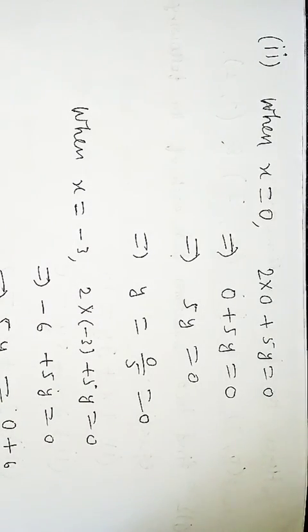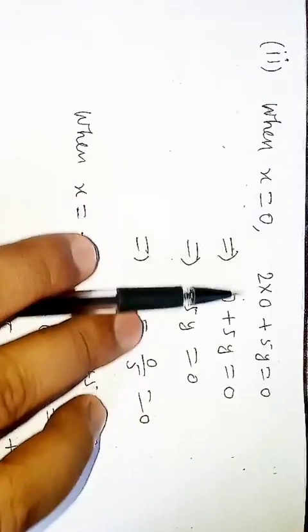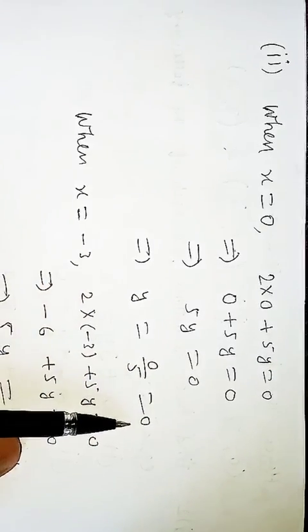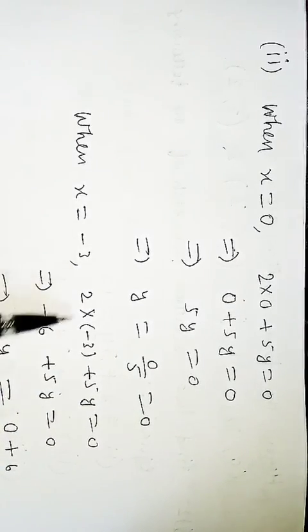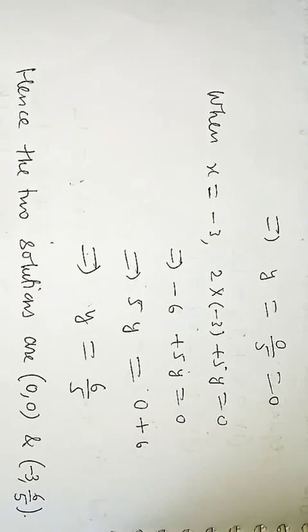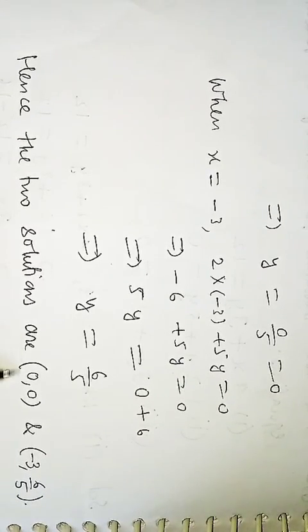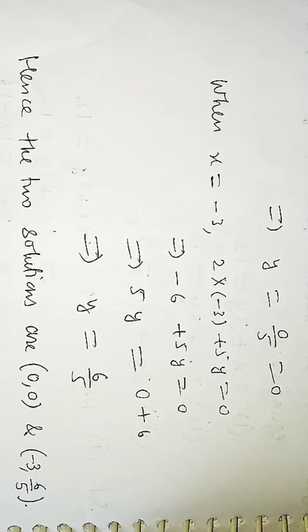Our second equation was 2x plus 5y is equal to 0. We take x is equal to 0, then after calculation we have y is equal to 0. This is our one solution. We take x is equal to minus 3, then after calculation we have y is equal to 6 by 5. Hence the 2 solutions of the given equation are 0, 0 and minus 3, 6 by 5.